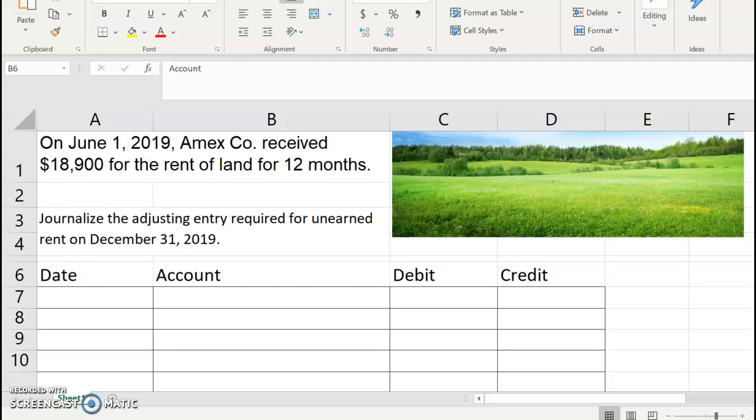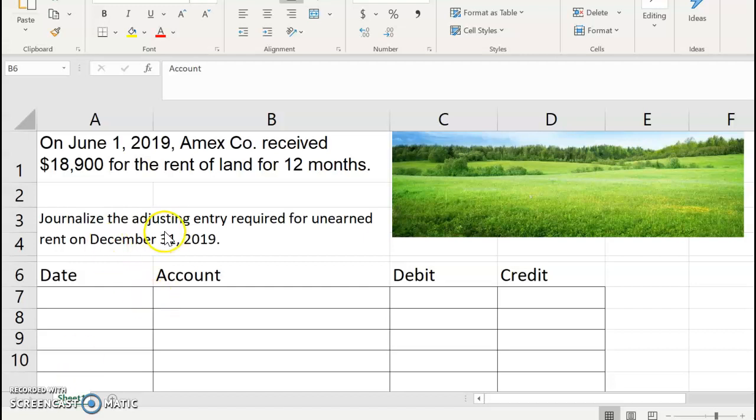All right, let's talk about the passage of time, because when we're making adjusting journal entries, a lot of the times what we're doing is we need to update the accounts for the passage of time. So when you think of adjusting entries, think about time passing, think about a clock. Time is passing and we need to adjust our accounts.